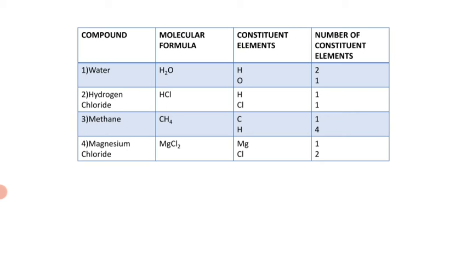Second example. In hydrogen chloride, the molecular formula is HCl. The constituent elements are hydrogen and chlorine. Both of them have valency 1. Example 3. Methane. The molecular formula is CH4. The constituent elements are carbon and hydrogen. The number of constituent elements is carbon 1 atom and 4 hydrogen atoms.